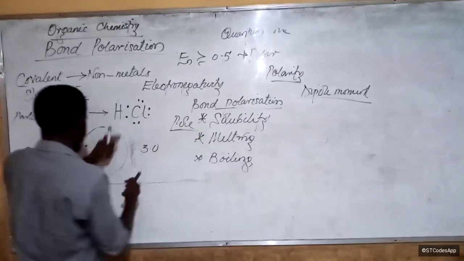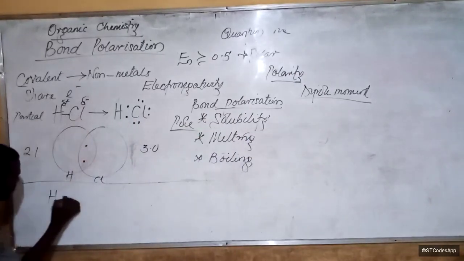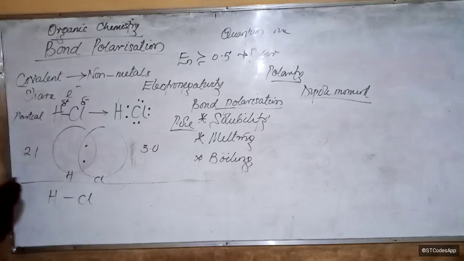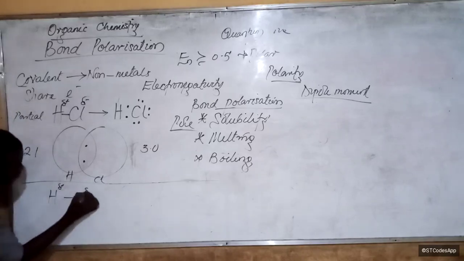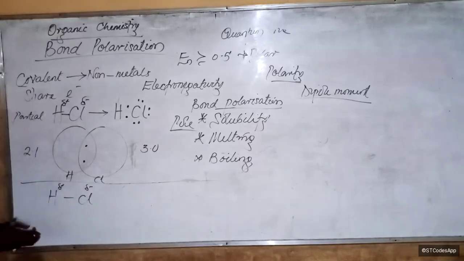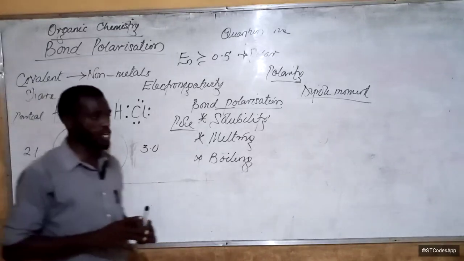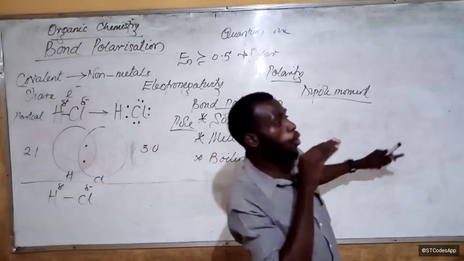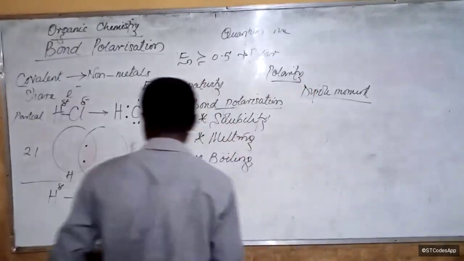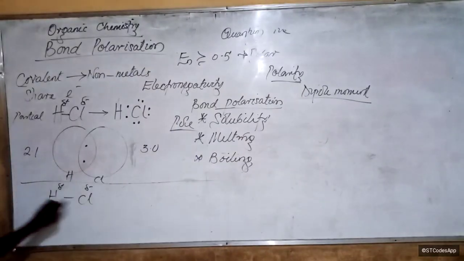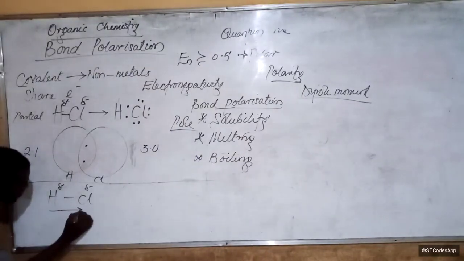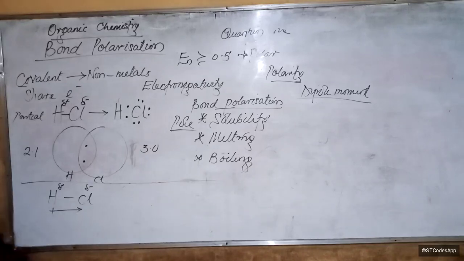Now, in this place, if I drew my hydrogen to Cl bond, and I say this one is partial positive, this one is partial negative, the dipole moment will be drawn this way. It's going to be drawn in the direction that goes to the side that is more electronegative. Because this guy is more electronegative, our dipole moment is going to be drawn like this. These represent dipole moments.